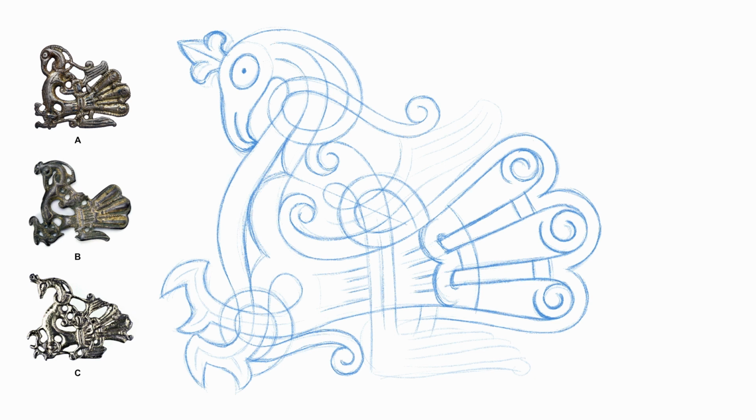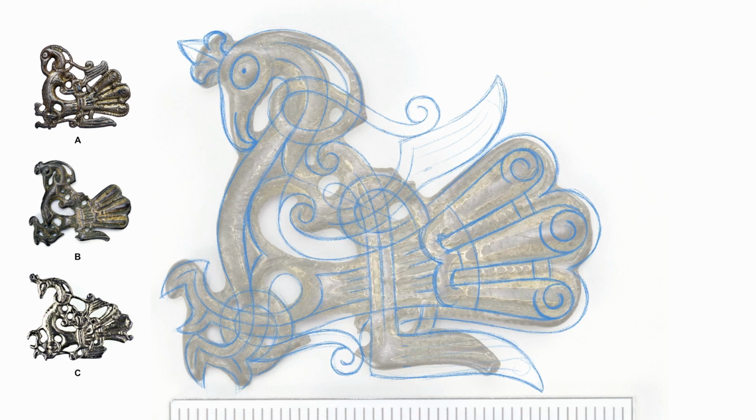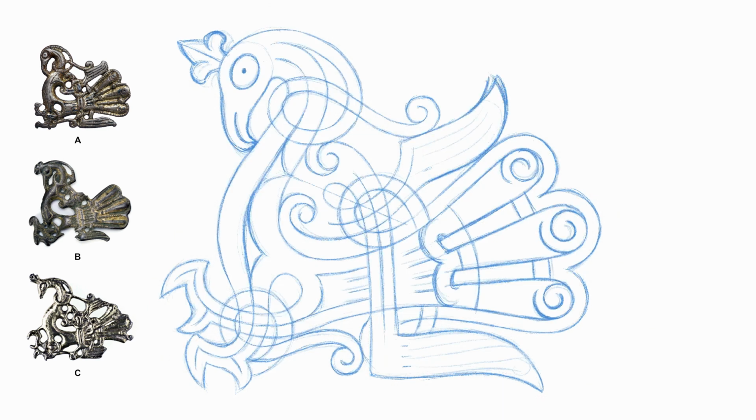The points of the wings are fragile places on the brooches, which makes it hard to be sure how they were shaped originally. But if they were true to the style, they were most likely pointy, though they seem to be turned upside down on bird C, maybe to prevent their ends from breaking off.